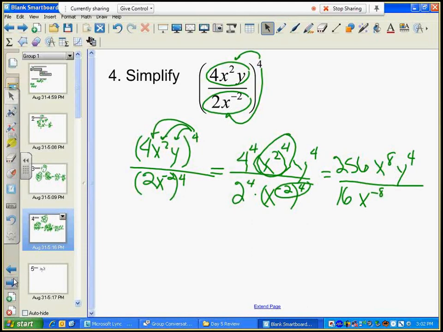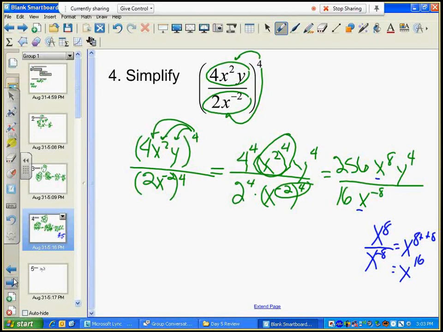What's cool? I see that I have the same base on the top and the bottom. I'm going to be able to simplify those using my quotient rule. My quotient rule tells me that x to the 8th over x to the negative 8th is going to be the same thing as x to the 8 minus whatever's on the bottom, negative 8. So if I change it, that turns into x to the 16th. Good.